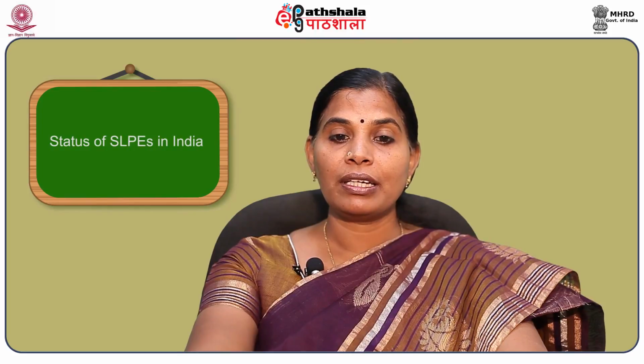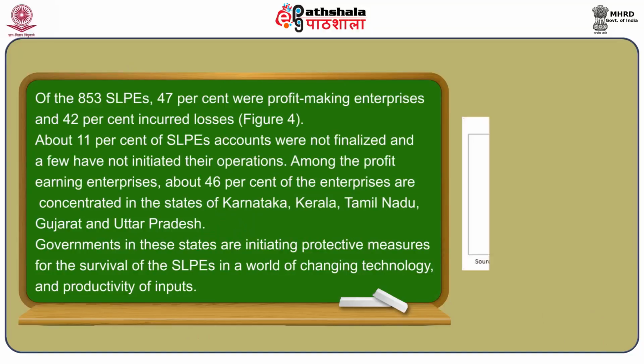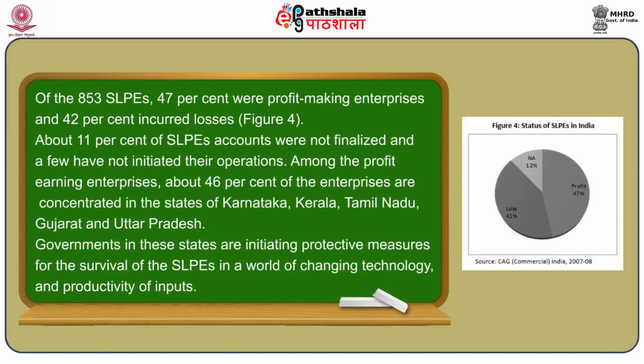Now we will see the status of the state level public enterprises in India as of today. Out of these 853 public enterprises, 47% were profit making and 42% were loss incurring enterprises. About 11% of these SLPEs have not been finalized and have not initiated their operations also. Among the profit earning enterprises, about 46% are concentrated mainly in certain states like Karnataka, Kerala, Tamil Nadu, Gujarat, and Uttar Pradesh. In the remaining states, most of the enterprises are loss making only.